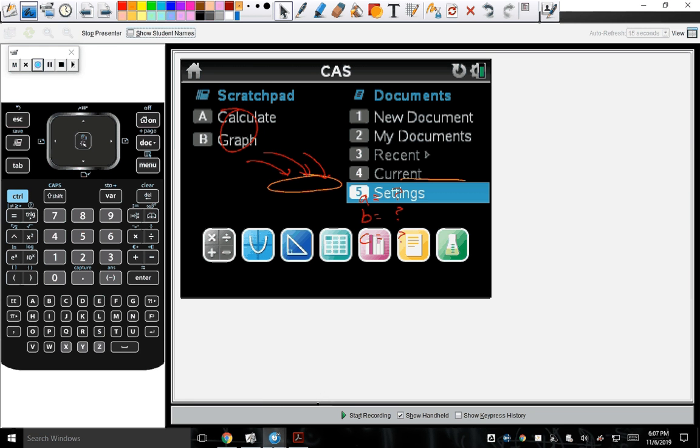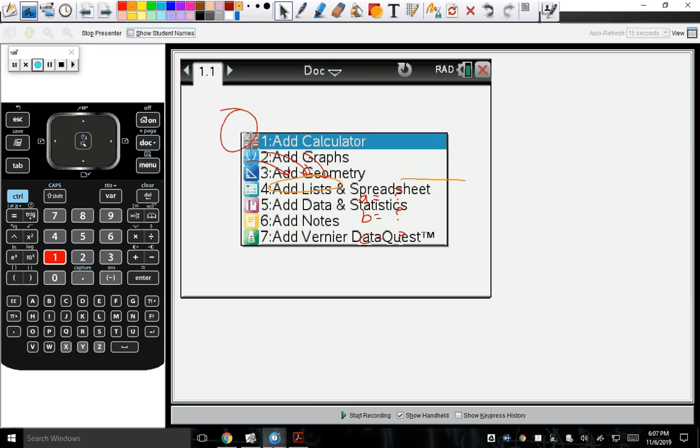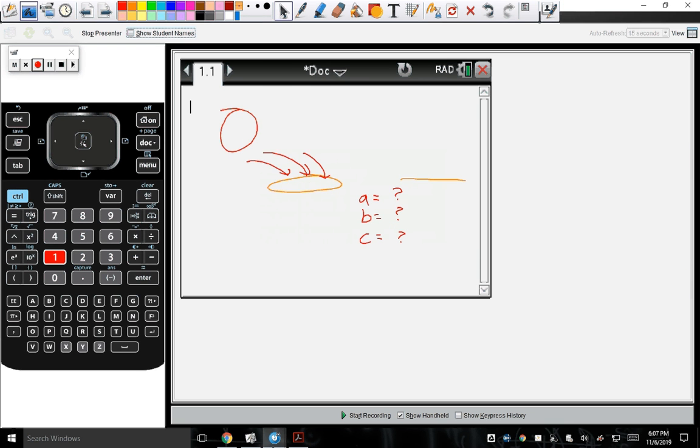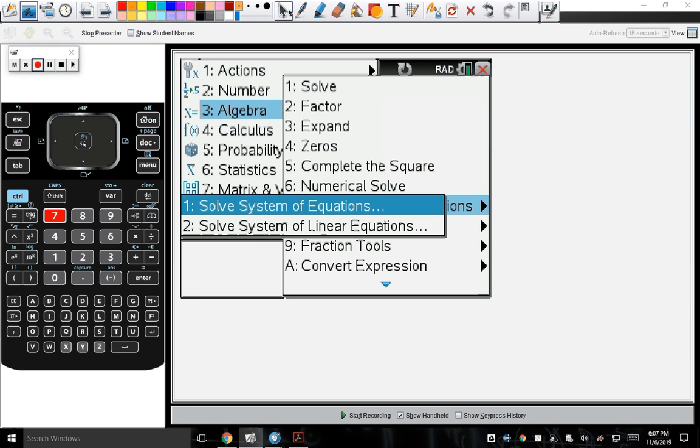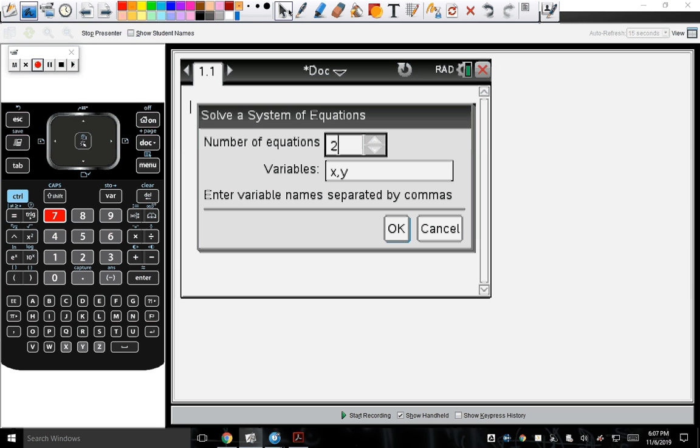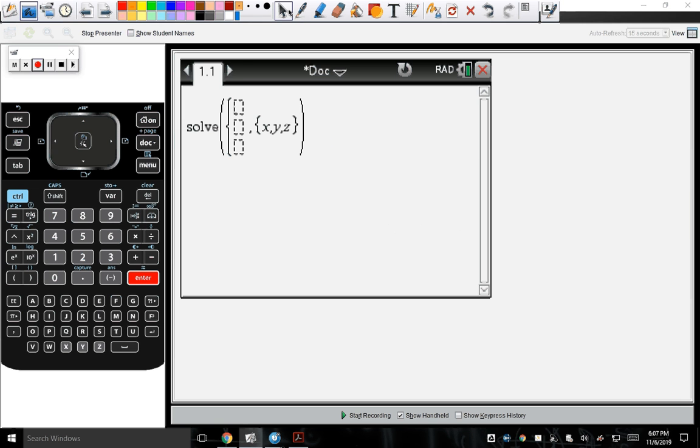From here, go ahead with me, press 1 for a new document, and press 1 to add a calculator page. Some of you might use the scratch pad, but I'm trying to help you use documents because they're a lot more efficient and easier to work with. Now we're going to find what those A, B, C values are. Menu, 3 for algebra, 7 for solving systems of equations, and 1 for solving the system of equations. Guess what number we're going to put here? 3. So we have 3 equations. We'll press enter, and it will immediately go to X, Y, and Z.